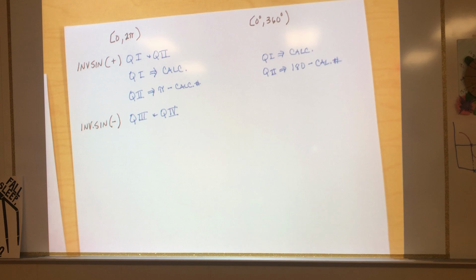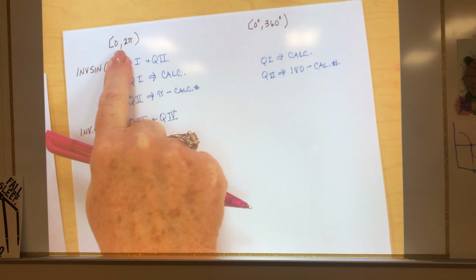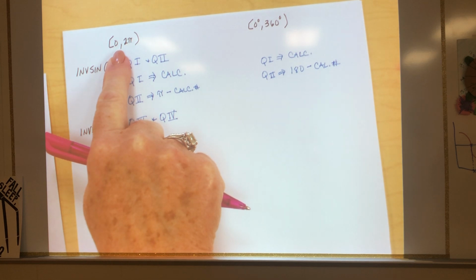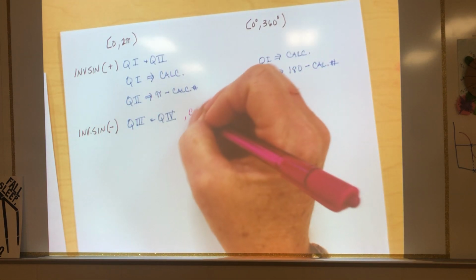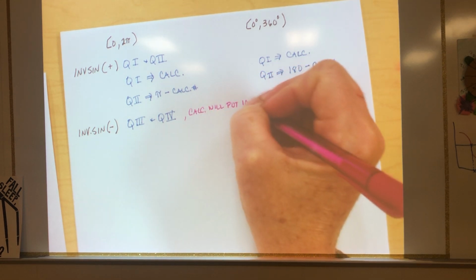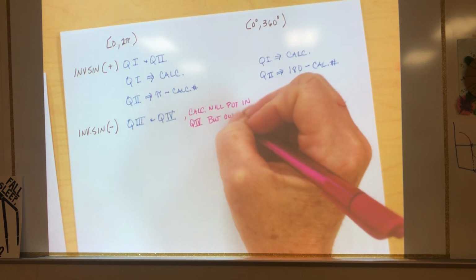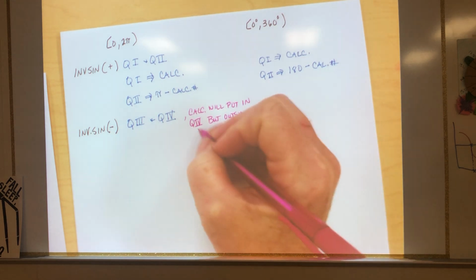Now, what's the calculator going to do? It'll give you quadrant four, but is it going to be within these restrictions? No, because it would be a negative. It's just going to slap that negative on it, so it's not even going to be within my restrictions. It's not an answer that I can use. So let's write that down. The calculator will put it in quadrant four, but it's outside your restrictions.